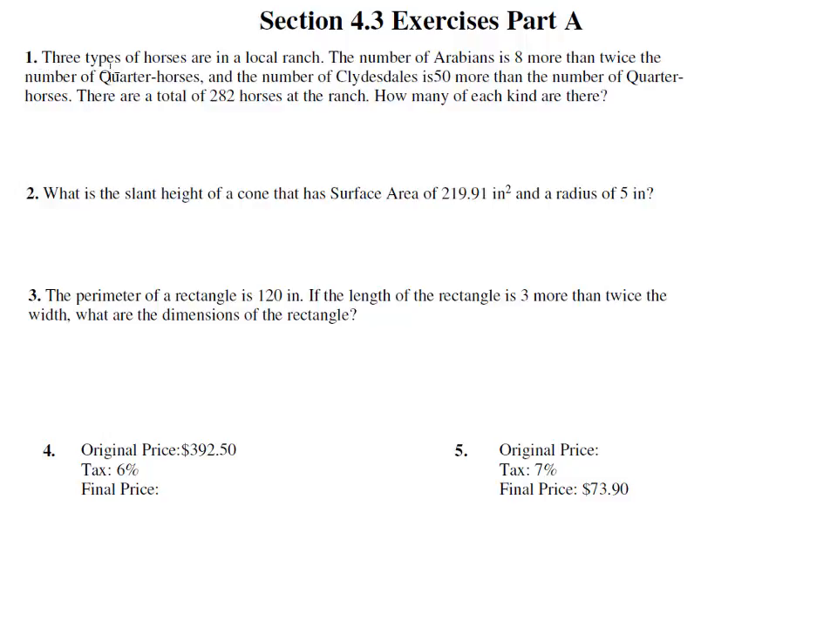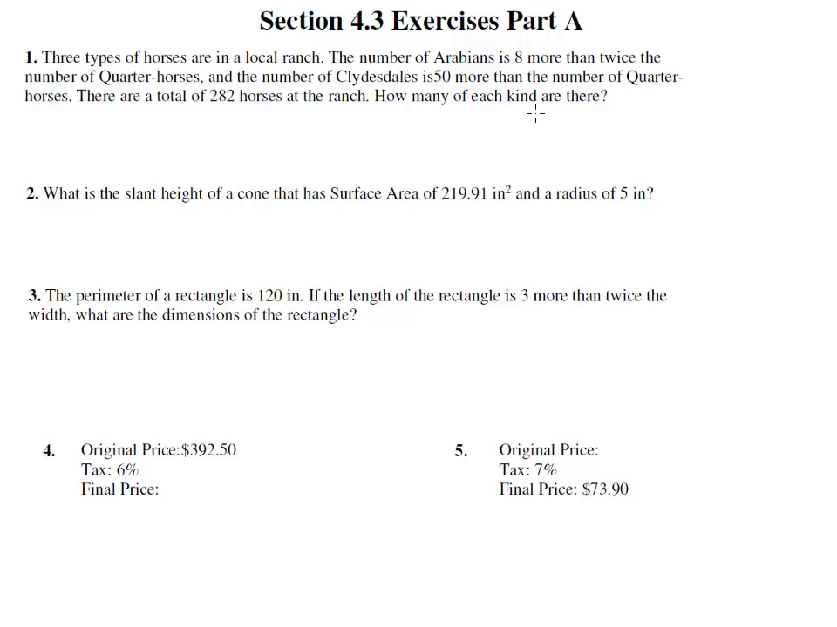Number 1. Three types of horses are in a local ranch. The number of Arabians is 8 more than twice the number of quarter horses. The number of Clydesdales is 50 more than the number of quarter horses. There are a total of 282 horses at the ranch. How many of each kind are there?